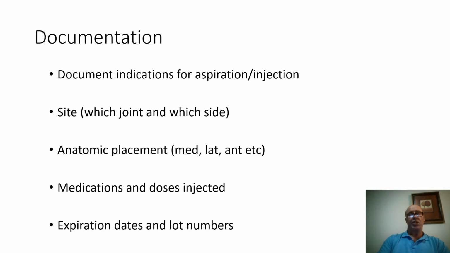You need to document in your notes your indications for injection, which joint you're injecting, which side you're injecting, what you're giving in the joint, and also make a note of the expiration dates and lot numbers on the medications. It's always important that you actually check it before you inject the patient. Occasionally the medicine's expired, and if there's any questions later, you need to make sure that you've actually given medicine which is up to date.